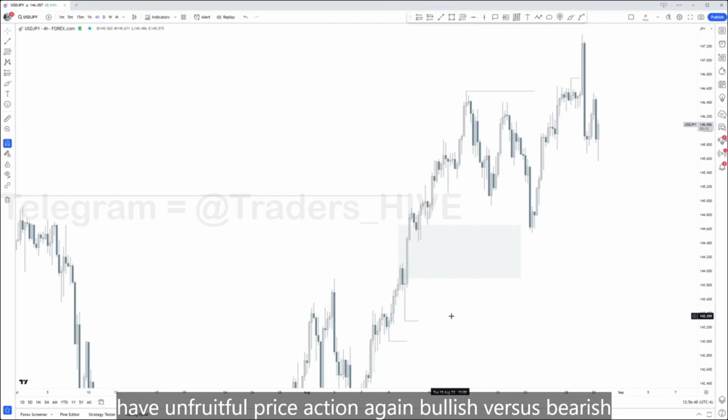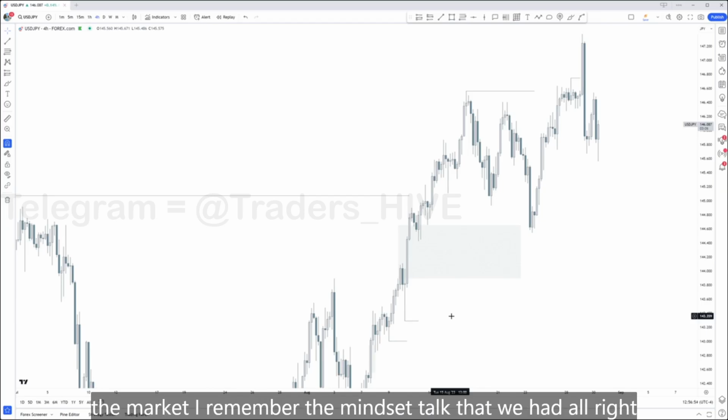Then we have unfruitful price action. Again, bullish versus bearish arguments right there. You want to be 100% on either side of the market. I remember the mindset talk that we had.